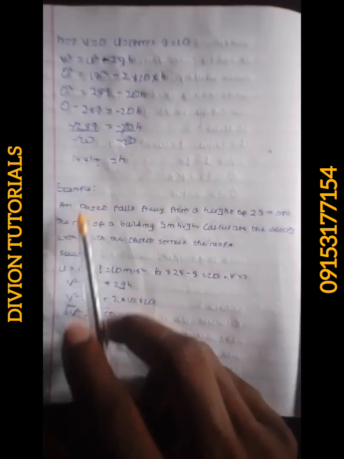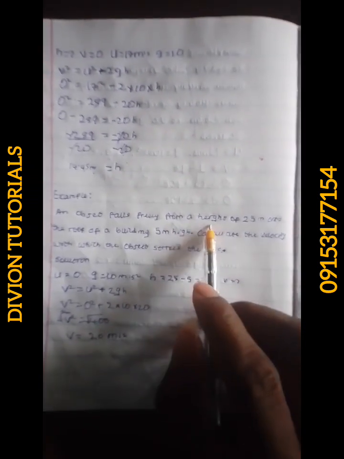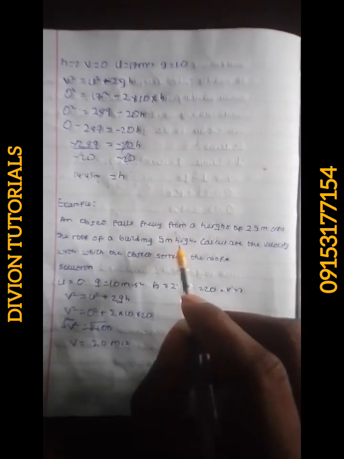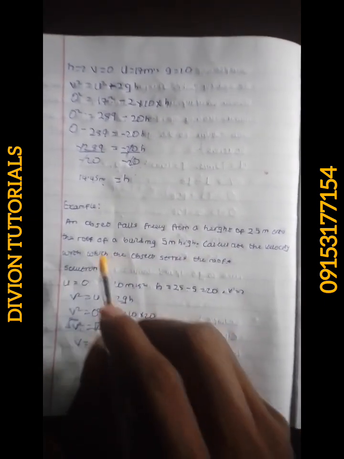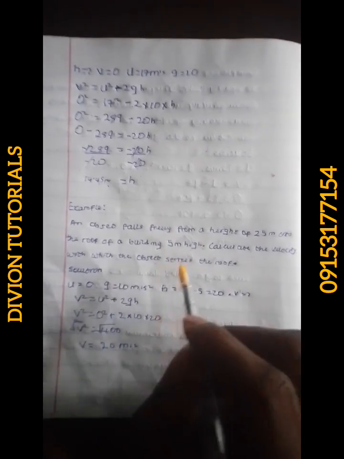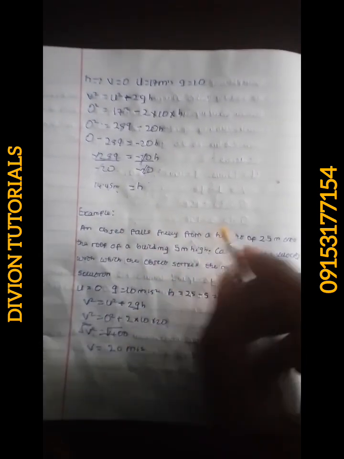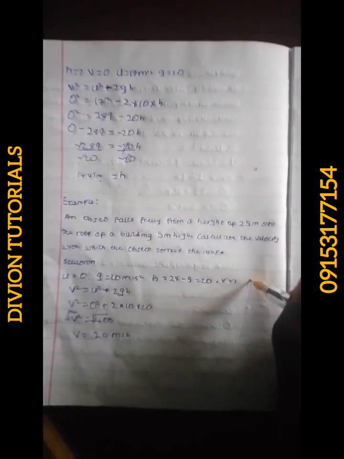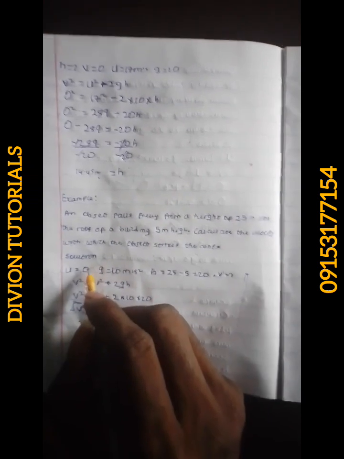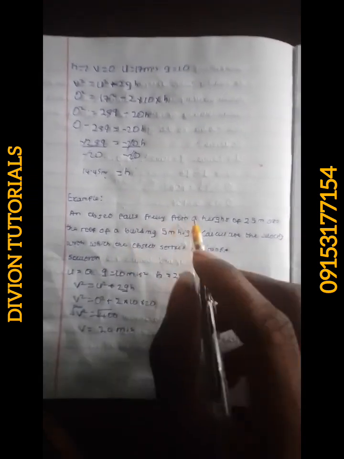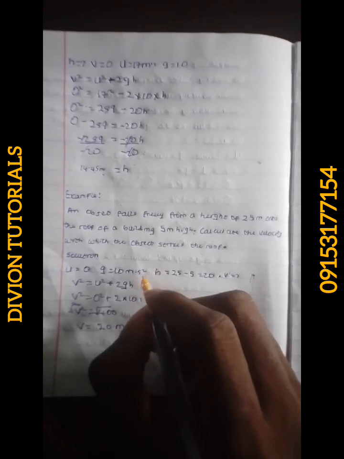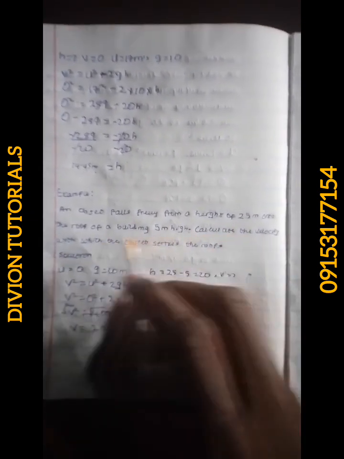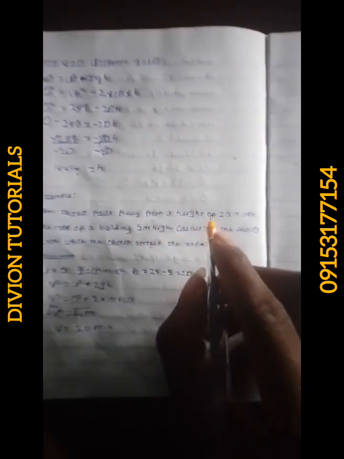So another example: an object falls freely from a height of 25 meters onto the roof of a building 5 meters high. Calculate the velocity with which the object strikes the roof. I told you that when a ball falls from up to down, at its starting point the initial velocity is what? 0. So take note of all those laws. You'll be using them to solve questions. Then what is g? We always know g as 10 meters per second square. That is the acceleration due to gravity. Then they ask you, calculate the velocity with which the object strikes the roof.